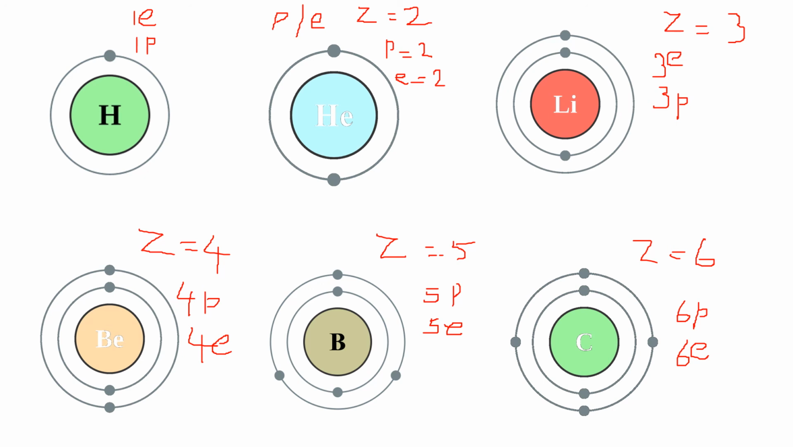Children, this is the schematic representation of each atom, only 6 atoms given today. For these 6 atom models, with how many electrons and protons each has, you have to draw them in your notebook, the same way. In the next class we will complete the other atoms also.